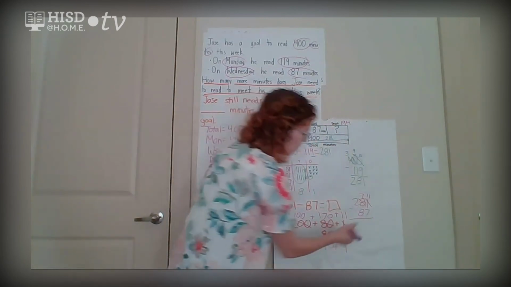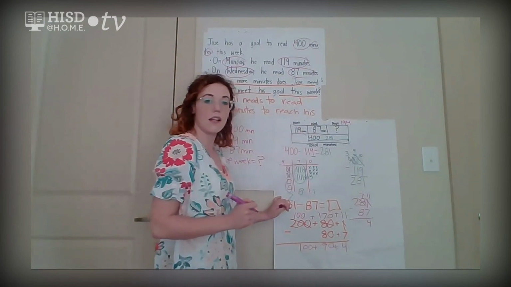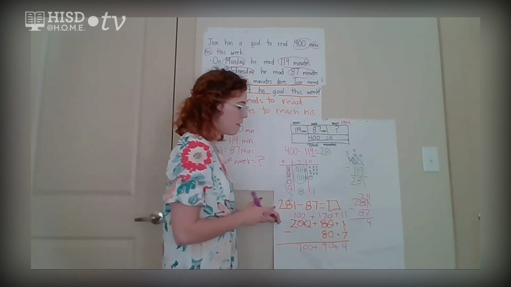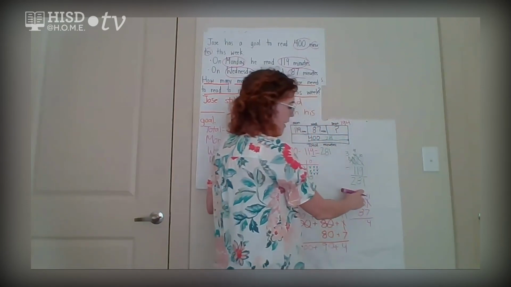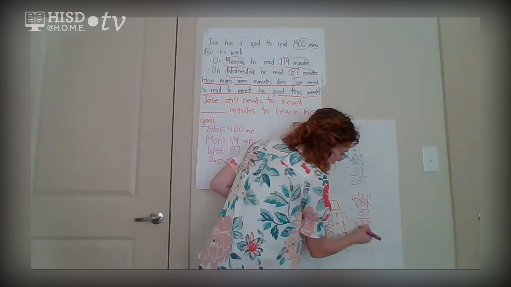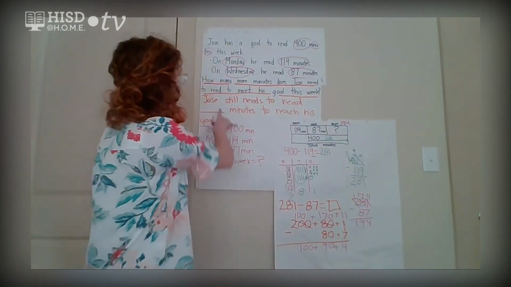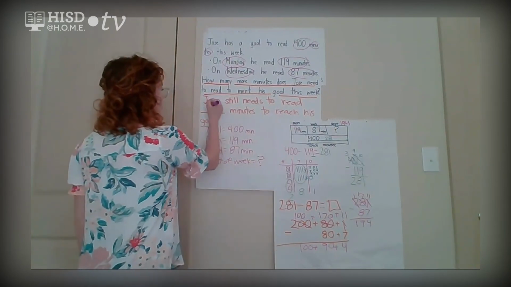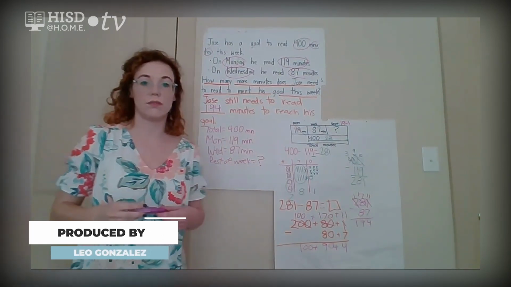11 minus 7 is 4. I can't subtract 8 away from 7. So I'm going to turn this 200 to 100 and 7 tens to 17 tens. 17 minus 8 is 9, and then we bring that 100 down. 194. So Jose still needs to read 194 minutes to reach his goal.